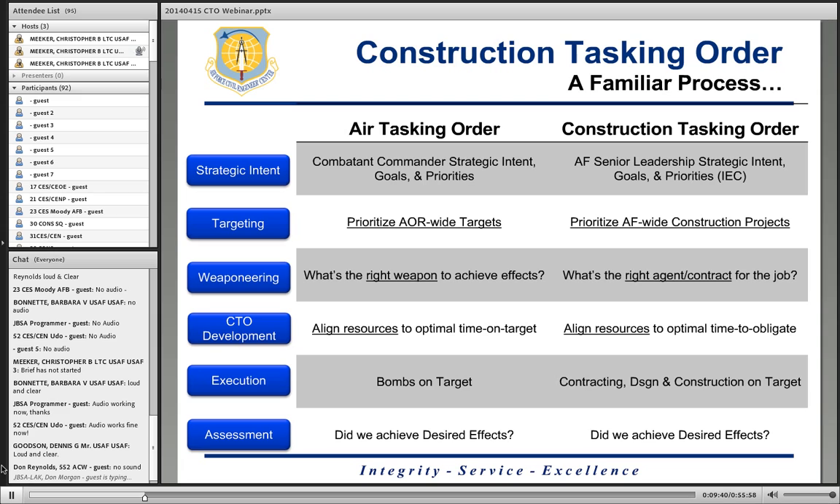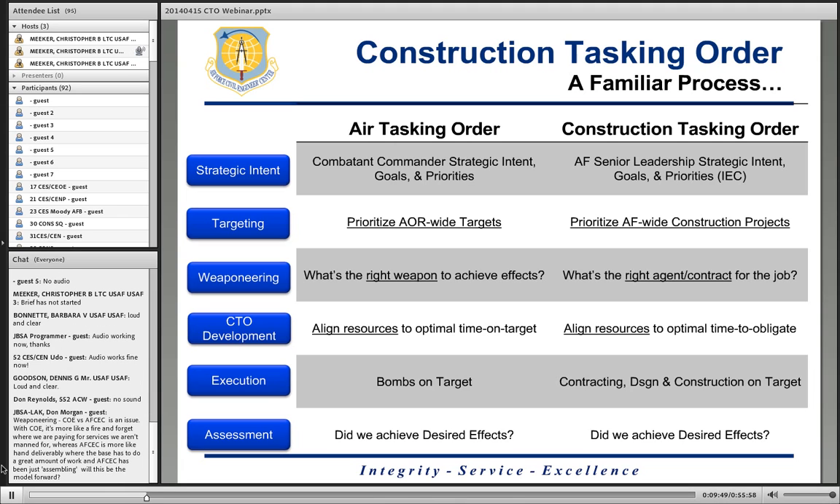And then finally, it's all about execution, where we hand it off to you guys and let you guys do what you do best, and that's execute requirements. And then on the back end, obviously, we do some assessment and make it better the next year.